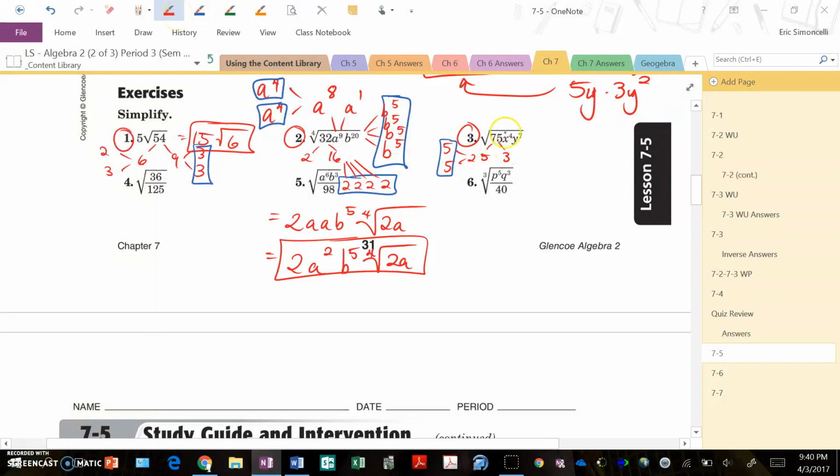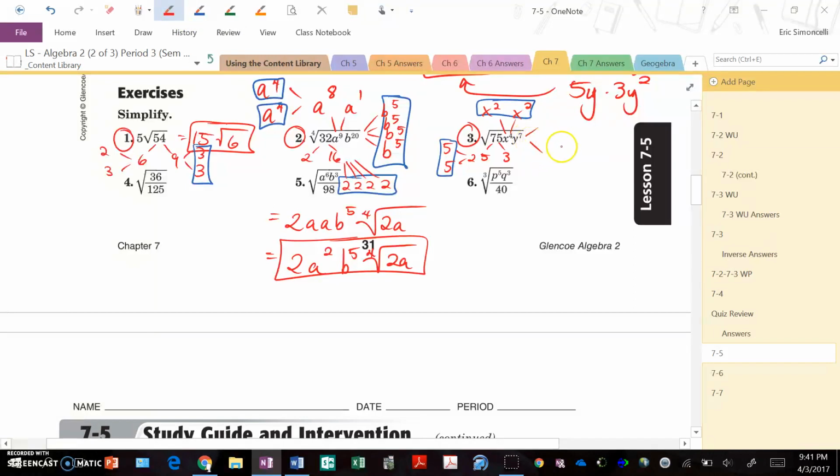X to the 4th, that is also a perfect square. As we hopefully can assess quickly and easily, x squared times x squared. Each individual x squared on its own is a perfect square. But I'm going to highlight both, and we'll say that the square root of x to the 4th will just be one of those x squareds. That's another way to think about it. Because it's a square root, that's easy to assess.